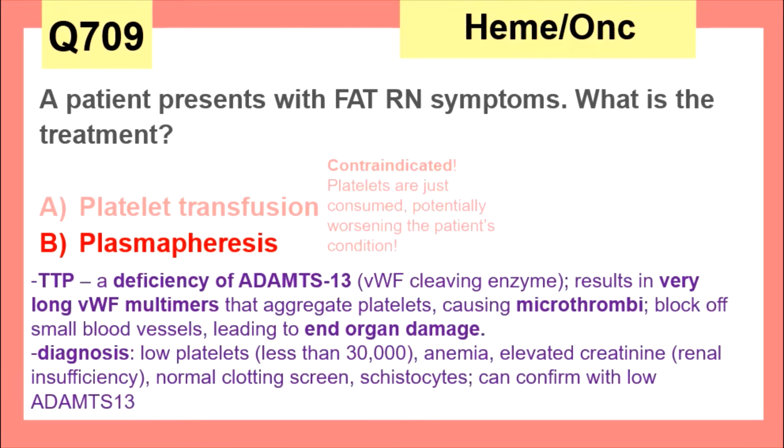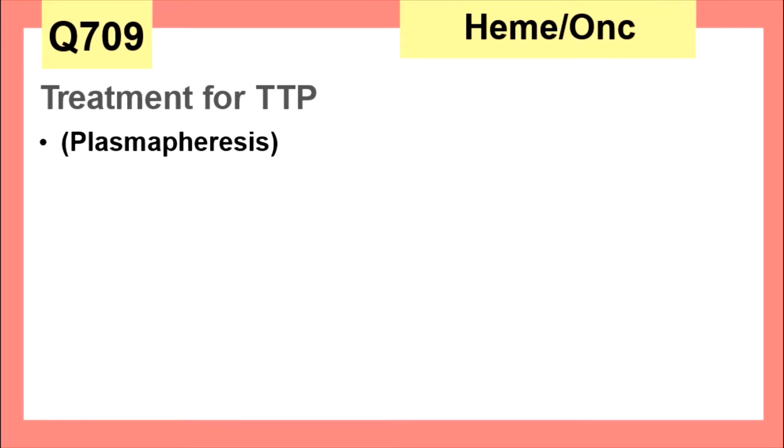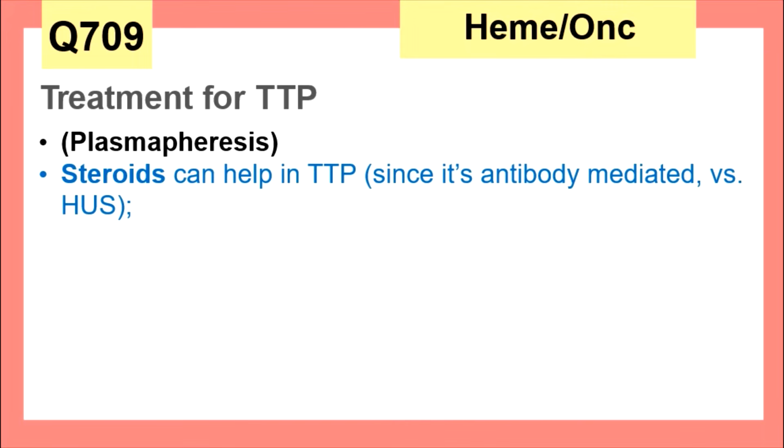I just wrote a little bit about TTP over here. You recall there's a deficiency of ADAMTS13, which is a von Willebrand factor cleaving enzyme. And if you're not cleaving von Willebrand factor, you're going to end up with very long von Willebrand factor multimers, which causes microthrombi, shearing the red blood cells, and leading to end organ damage. But in terms of treatment, as we mentioned, plasmapheresis. Steroids can actually help in TTP.